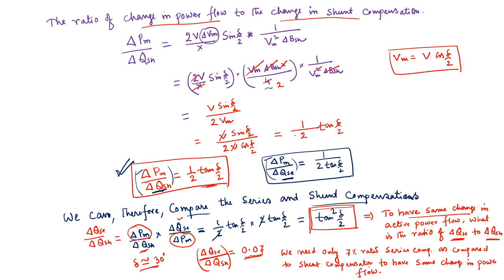So, with this remark, it may appear to you that series compensation is more economic, but it is actually not, because the series compensator cost is much higher than the shunt compensator, and there are various other aspects. Here we analyzed the aspect of the compensation in view of only the change of active power flow through the line, but there are other aspects which are also more important from the power system point of view, and those things I will discuss in a future lecture.